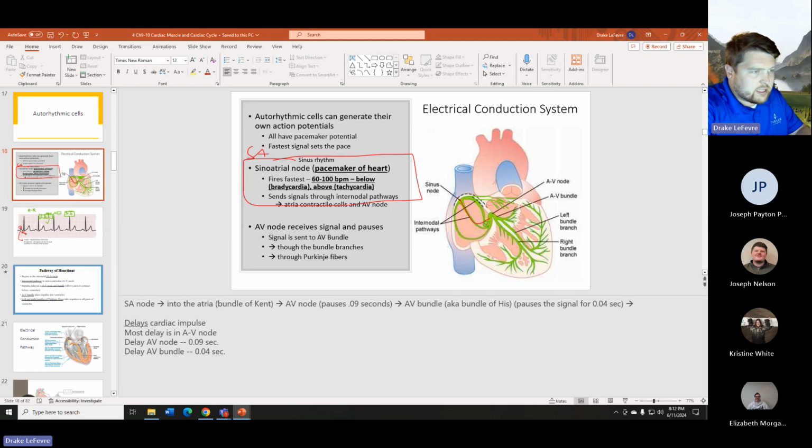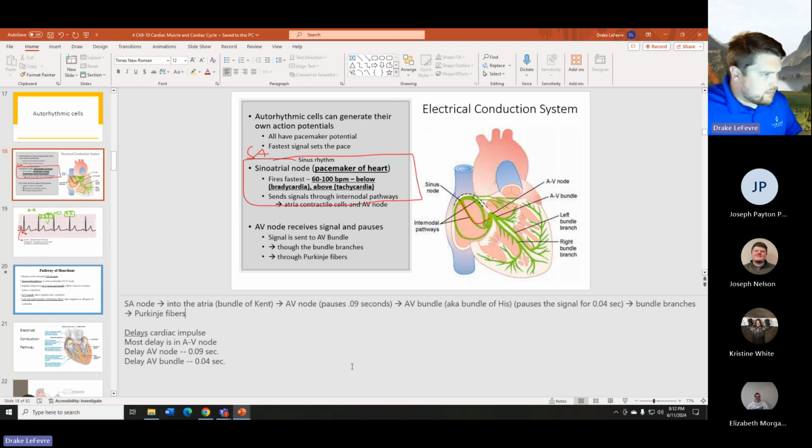After that pause, it goes down the bundle branches, which are located in the ventricular septum. The ventricular septum, right here, is the portion in between that separates the left and the right ventricles. And then after the bundle branches, it goes into the Purkinje fibers, which are located furthest away along the walls of the ventricles.